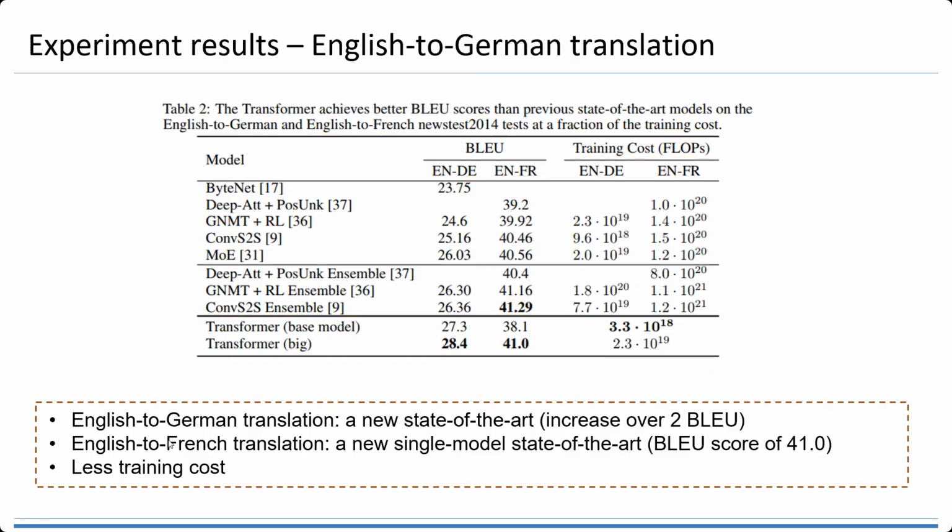Okay, so this is the explanation. For the English to German translation, a new state of the art, and it increased by 2 over the BLEU score. For the English to French translation, there is a new single model with a BLEU of 41, and the training cost is less. So if you can show something like this, of course, it will be a good result, not only showing the result on the BLEU score, but also showing that your training cost is lower than the others.